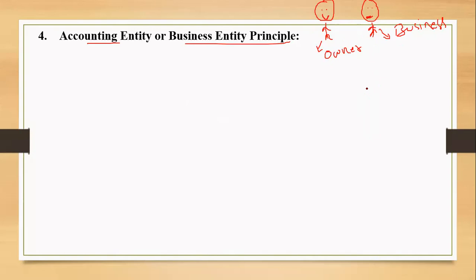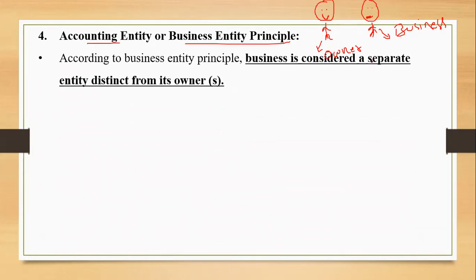So business and owner, right from day one I have been telling you, these are two separate entities. Whenever we do the accounting, whenever we have a record of the transactions in books of accounts, we simply think of the business, not of the owner. So in the books of accounts, we simply record business transactions only, not the owner's personal transactions.